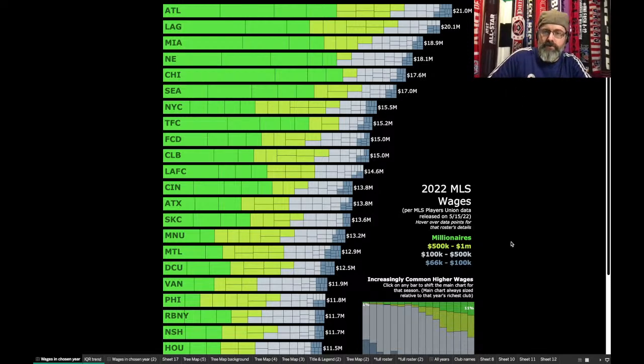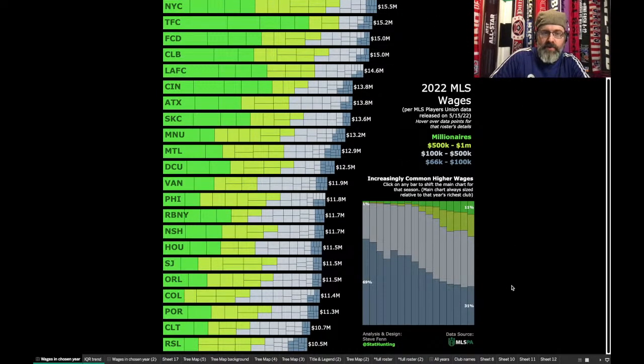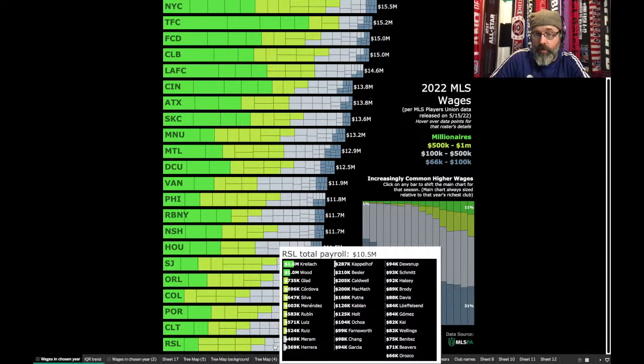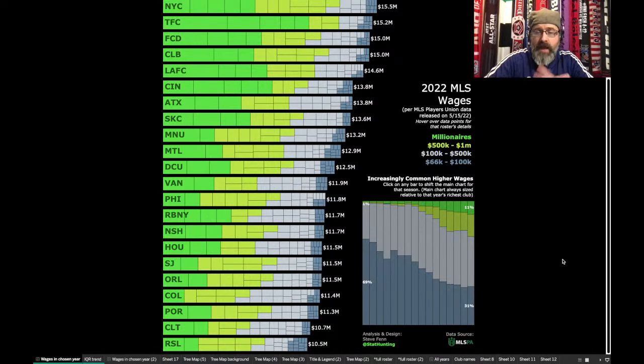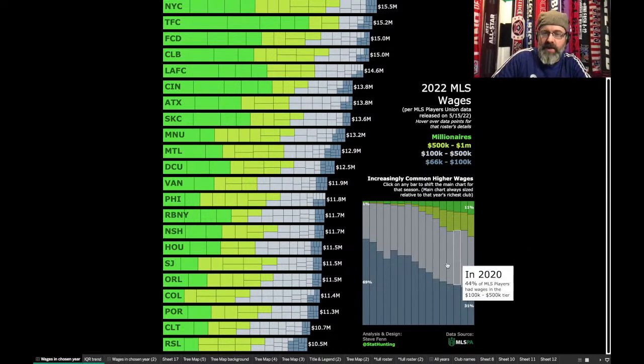And so we can scroll down and see that we've got Real Salt Lake at the bottom here, and their overall wages are almost exactly half of Atlanta, 10.5 million. And some of the comments on Twitter were, wow, look at how cheap all these other teams are. Well, let's go back in time and see how that compares to just a couple years ago.